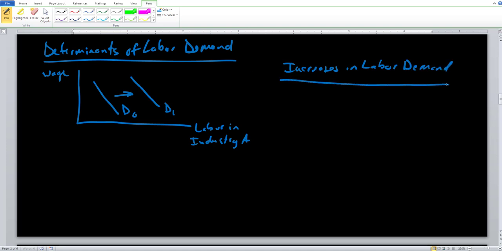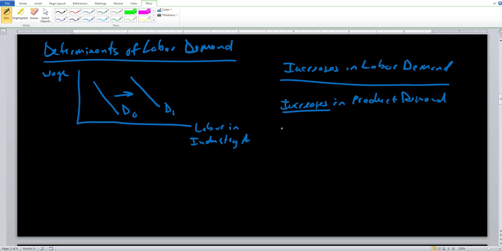The first determinant that we can take a look at is going to be increases in product demand. So why, with increases in product demand, are firms and corporations going to have higher demand for labor in their particular industry? Because if there's higher product demand for their goods or services, that means they need to produce more. They need to ramp up their manufacturing processes. And in order to do so, they need more workers. So if there's higher demand for their products, that means firms are going to need to hire more workers. Therefore, they have higher demand.